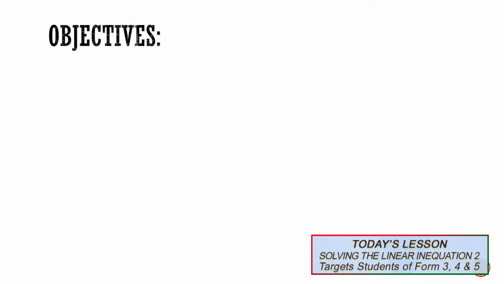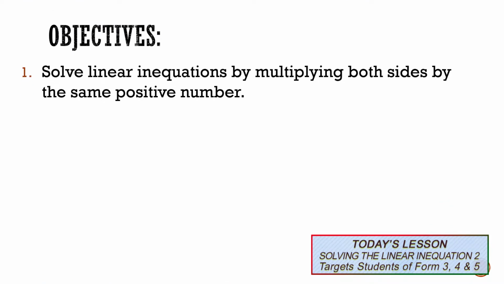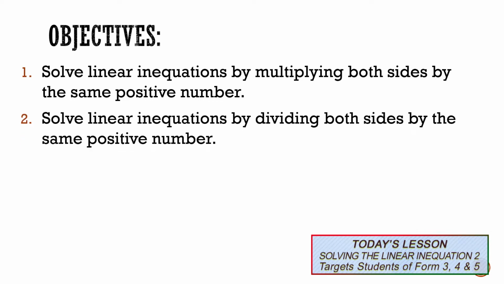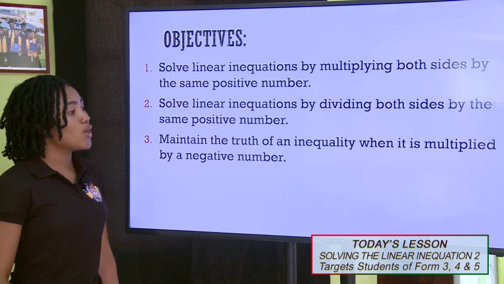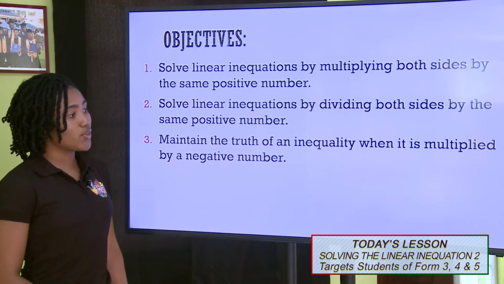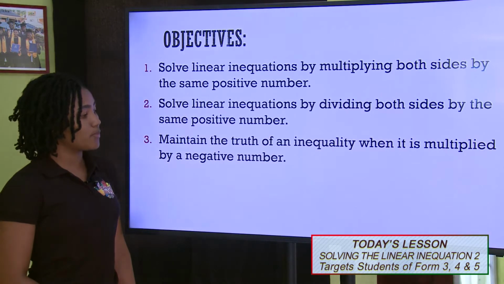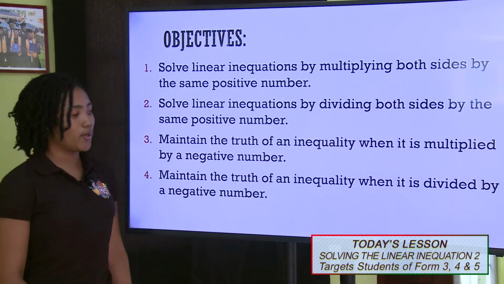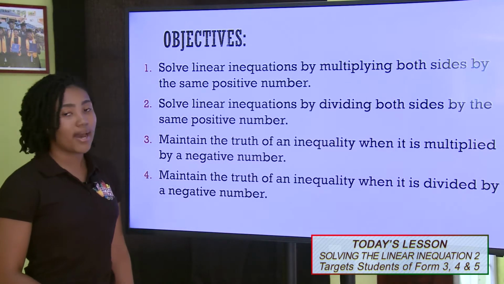Here are our objectives. Read with me. 1. Solve linear inequations by multiplying both sides by the same positive number. 2. Solve linear inequations by dividing both sides by the same positive number. 3. Maintain the truth of an inequality when it is multiplied by a negative number. And 4. Maintain the truth of an inequality when it is divided by a negative number.